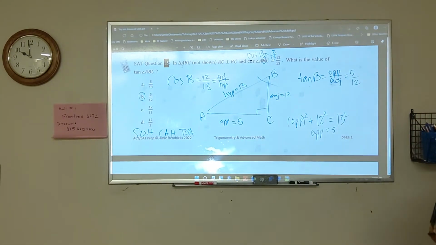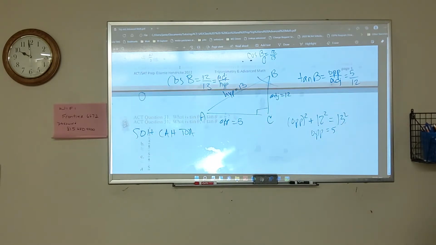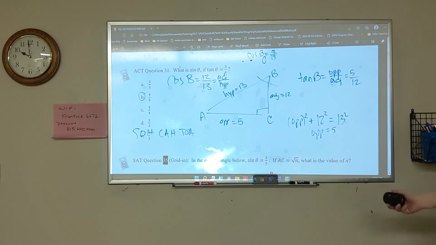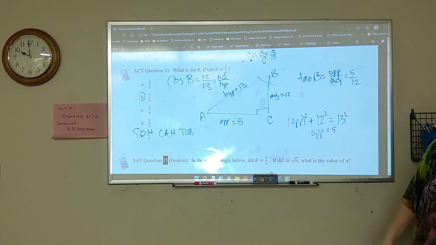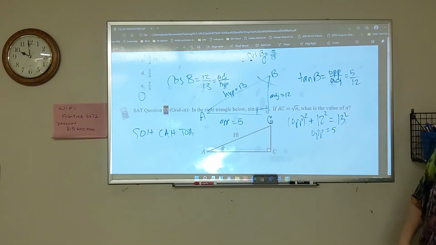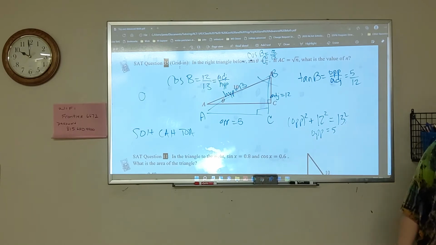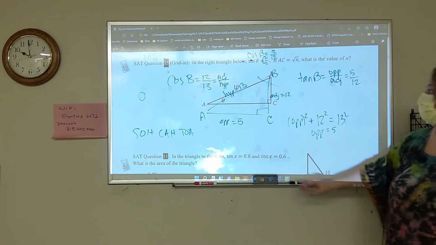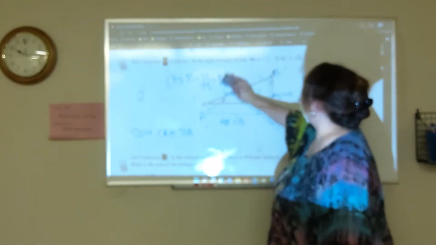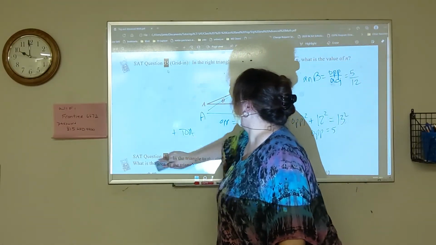Okay. All right, next one is yours to do for homework. It's the same thing, only it's an ACT question, so there's fewer words. SAT 35. Let's look at how they can kind of mess with this.